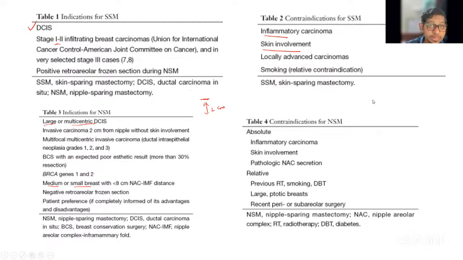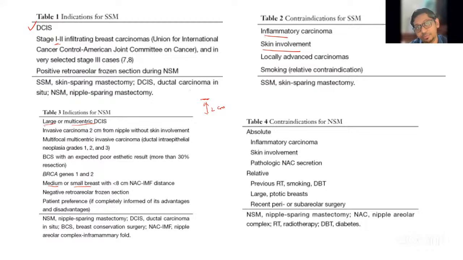So what about nipple sparing mastectomy? Again, inflammatory carcinoma, skin involvement, locally advanced disease, you would avoid doing a nipple sparing mastectomy. It is relatively contraindicated in patients who had previous radiation therapy, smokers, and patients who have comorbidities like diabetes, again, because the chance of nipple necrosis after doing a nipple sparing mastectomy is higher. Patients with large ptotic breasts, again, for the same reason.